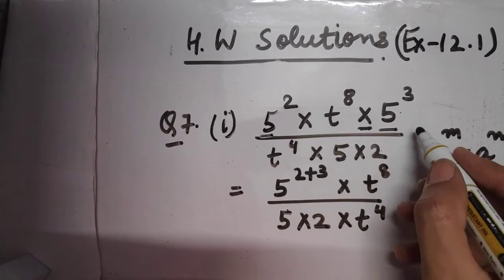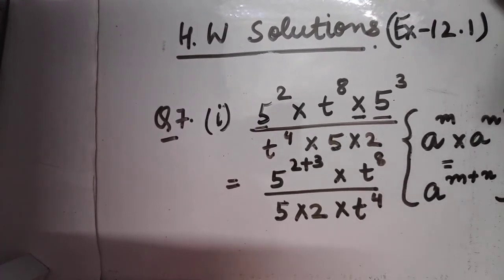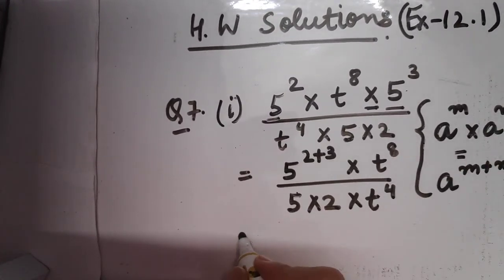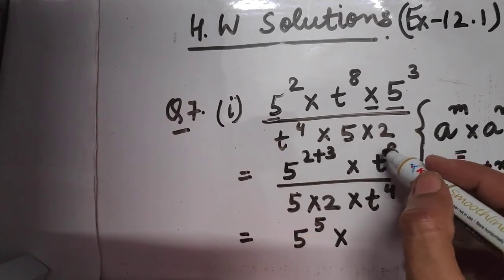We need to mention the laws of exponents which we are using. After this, what we are supposed to do, we need to solve this. It will be 5 raised to the power 5. 2 plus 3 is 5. Now, look at these two.